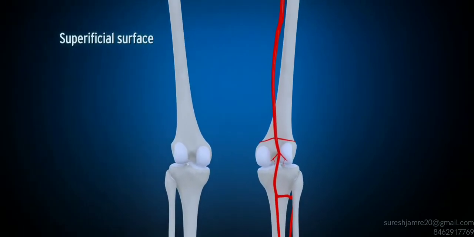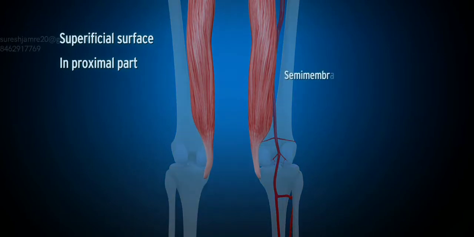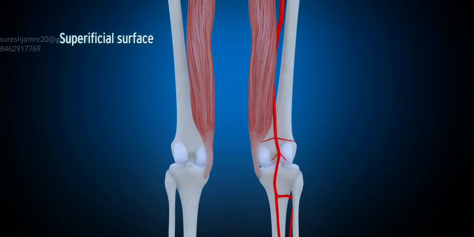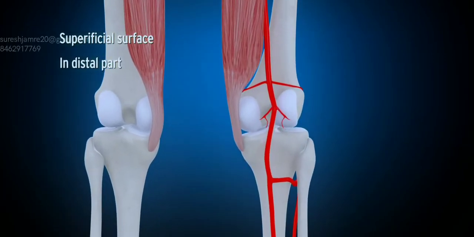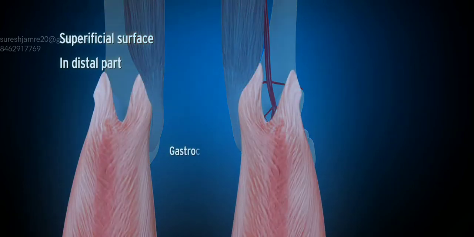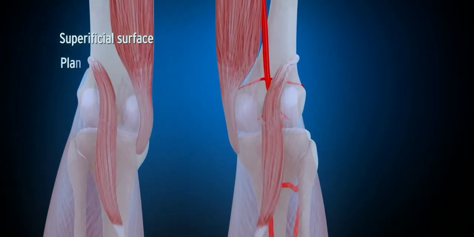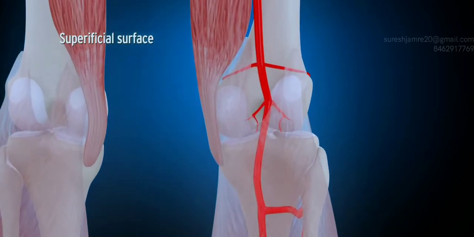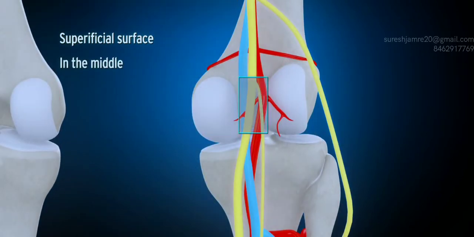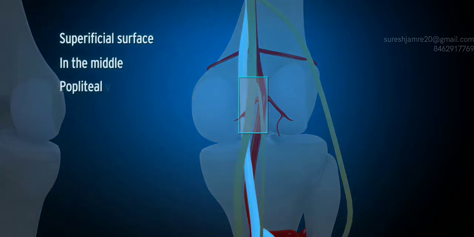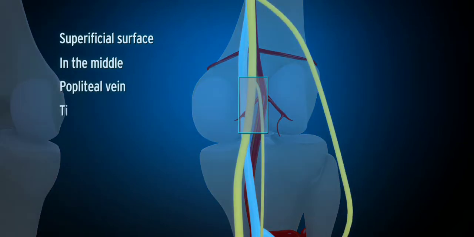Superficial surface. In proximal part, overlapped by the semimembranosus. In distal part, overlapped by both heads of gastrocnemius and plantaris. In the middle, crossed from lateral to medial side by the popliteal vein and tibial nerve.